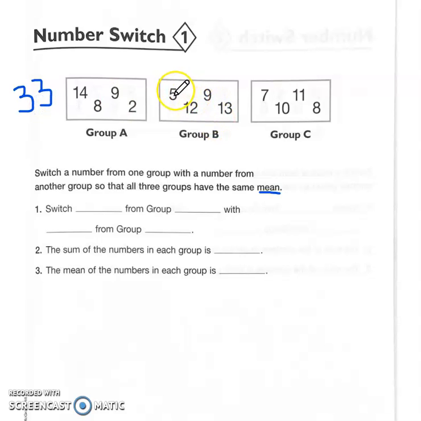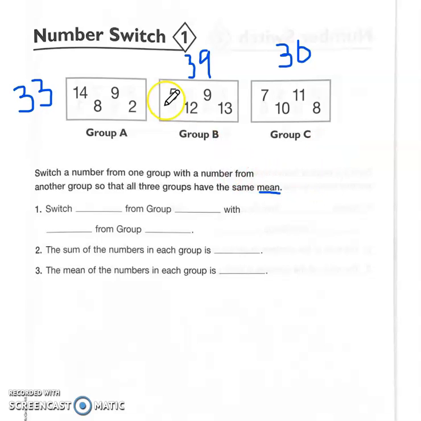My sum for group B, 5 plus 12 is 17, plus 9 more would be 26. 26 plus 13, that would be 39. And then my last group C, 7 plus 10 is 17. 11 more would be 28. And 28 plus 8 would be 36. So all 3 of my sums of my groups are different.